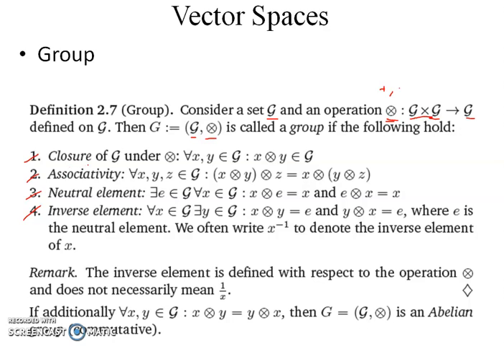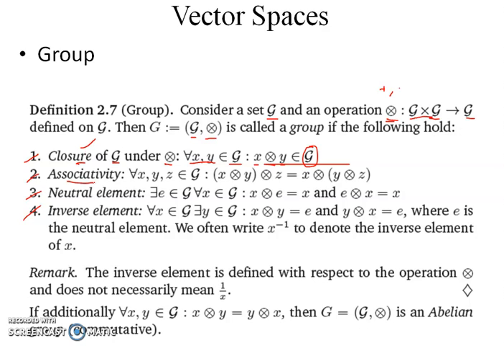Here first we can see the closure. For the closure property, for any set G under the given operation, for all x, y elements of G, perform the operation that is specified. After performing the operation on these two elements, the result also needs to belong to the same set. If so, it satisfies the closure property.